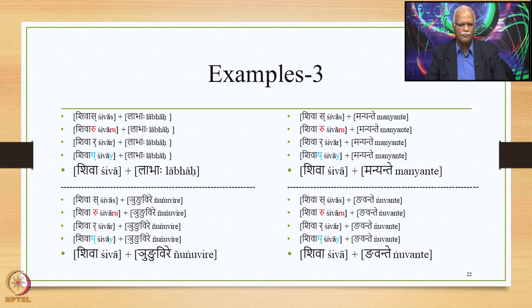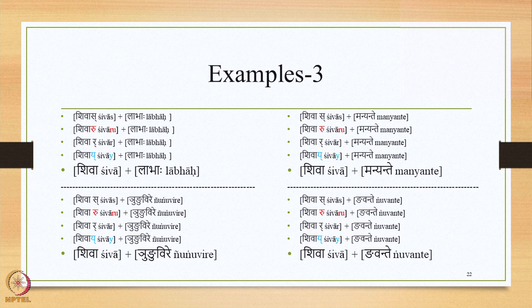Then we have Shiva Labhaha. The input is Shivas Labhaha. Sa is substituted by ru, ru by ya, and finally ya is permanently deleted, so we get Shiva Labhaha. Then we have Shivas plus Nyungu Vire, where sa is followed by hash, namely nya, and so this gets substituted by ru, then ru by ya, and then this ya is substituted by zero substitution. So we have Shiva plus Yungo Vire.